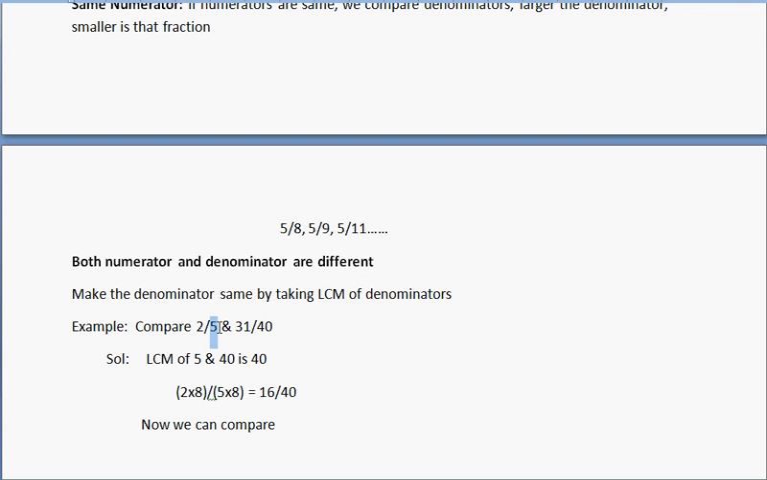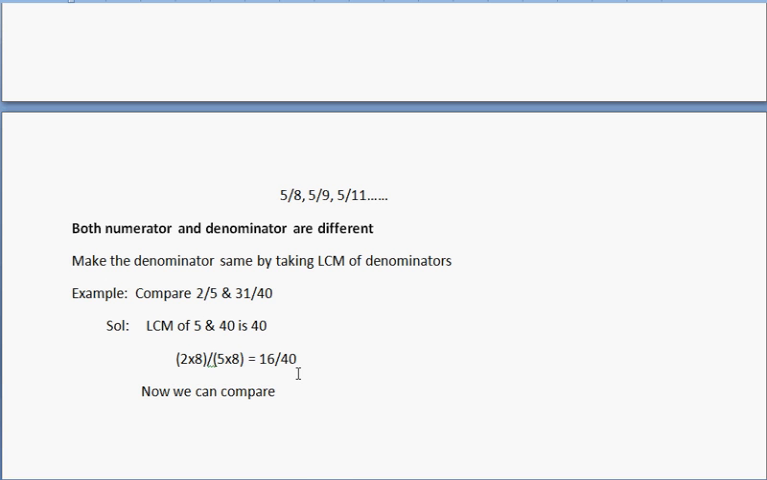So to convert this 5 into 40, what do we have to do? We have to multiply it by 8. So we multiply the numerator by 8 and also the denominator by 8 and we get 16/40. Now can we compare 16/40 with 31/40? Yes, we can, and we get 31/40 is greater than 16/40. So this is how we do the comparison.